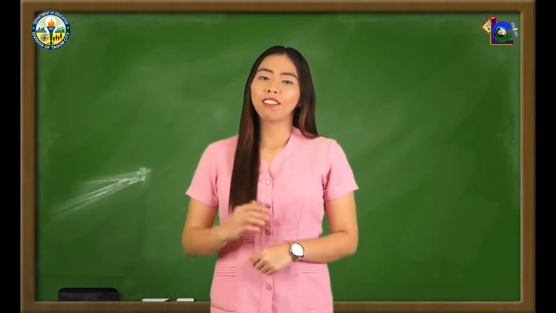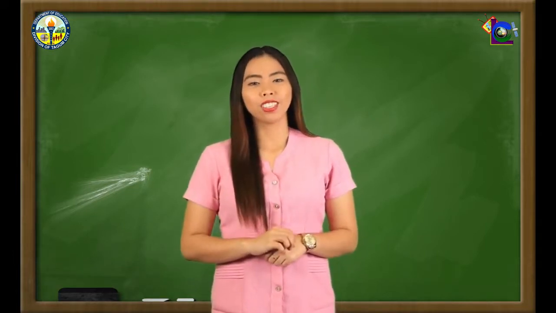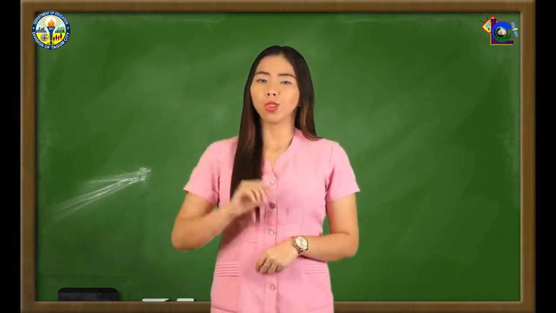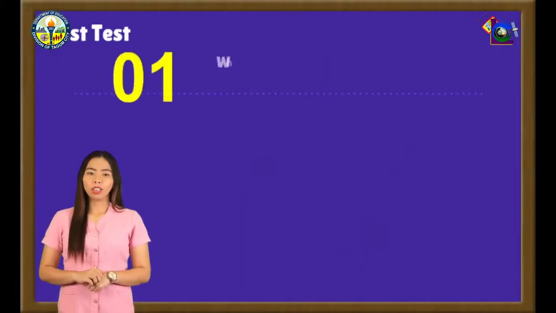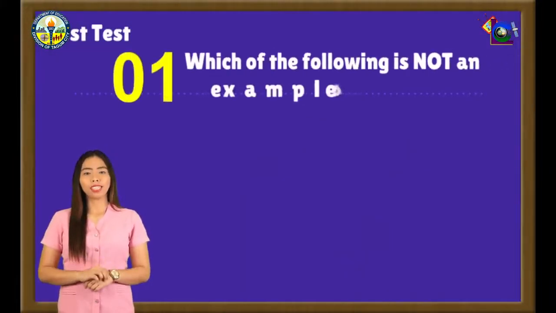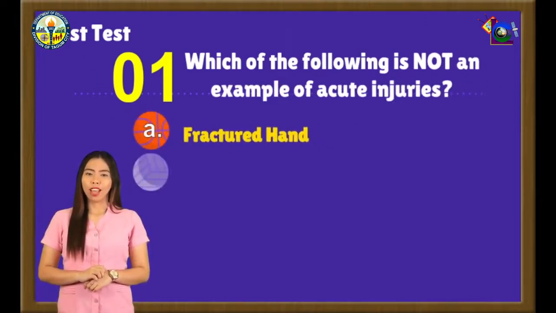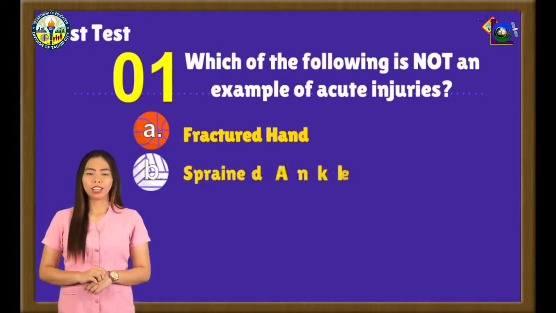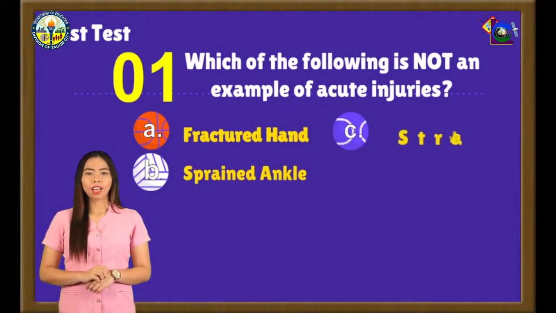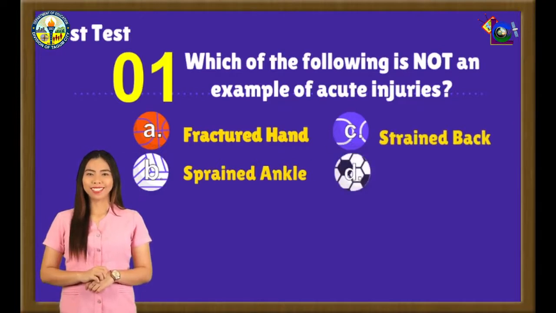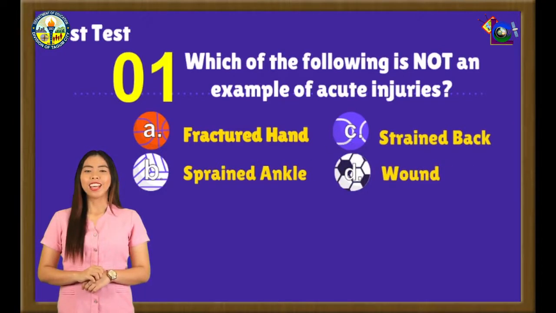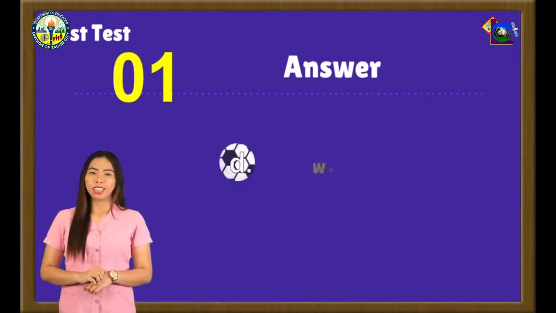Kindly get a 1/4 sheet of paper. We will be having our post test. Choose the letter of the correct answer. You have 5 seconds to answer each item. Number 1. Which of the following is not an example of acute injuries? A. Fractured hand. B. Sprained ankle. C. Strained back. Or D. Wound. The correct answer is letter D. Wound.